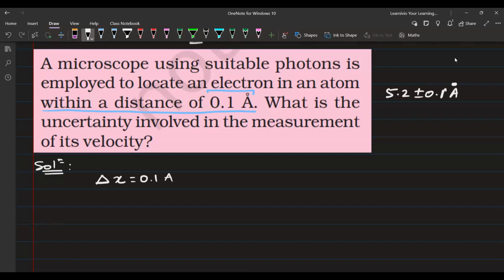What is the uncertainty involved in the measurement of velocity? So they are asking delta V, how much will it be? Now the simple form is delta x into delta V, which is greater than or equal to the minimum. Here I have to take equal. The minimum error would be delta x into delta v equal to h upon 4 pi m.